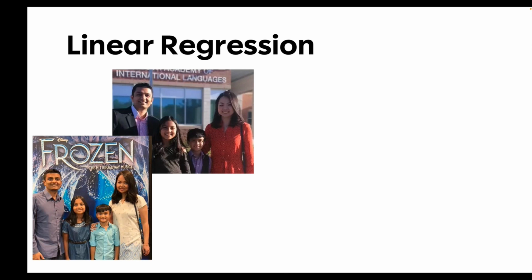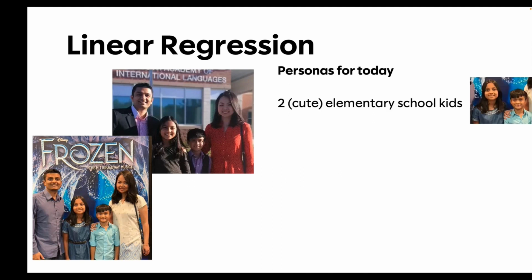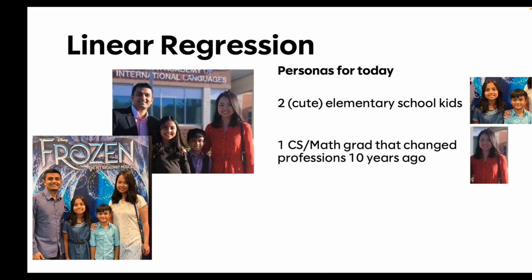These are actually going to be our personas for today, right? So what we have here are Sienna and Skylar, who are elementary school kids. And then my wife, who is a CS and math grad. So she actually worked in software engineering as well as math-related projects. But she changed professions about 10 years ago. Her name's Jamie. So 10 years, I mean, look at all the advancements in machine learning that have happened since then, how much more prevalent it's got, even in the last year with ChatGPT and stuff.